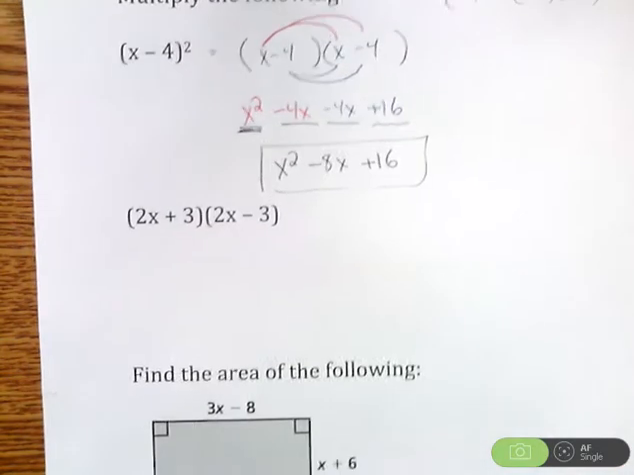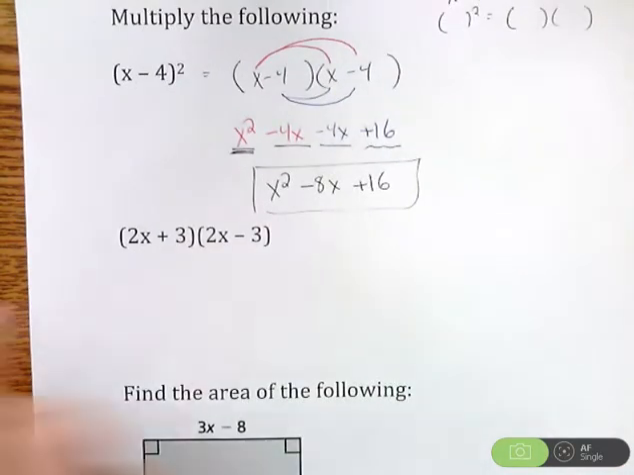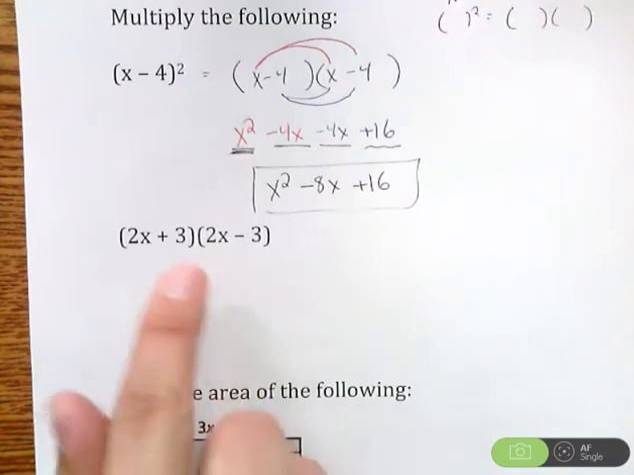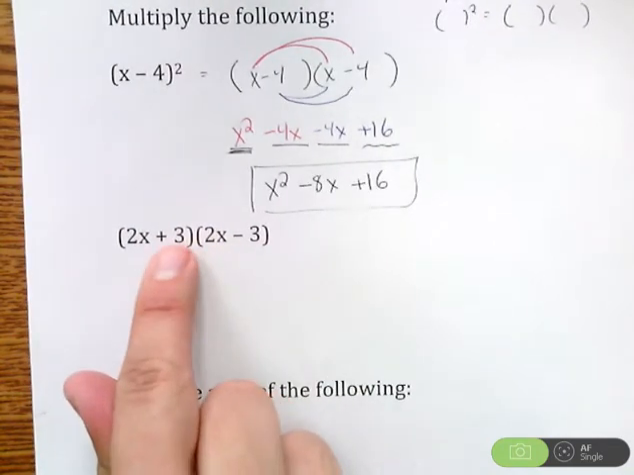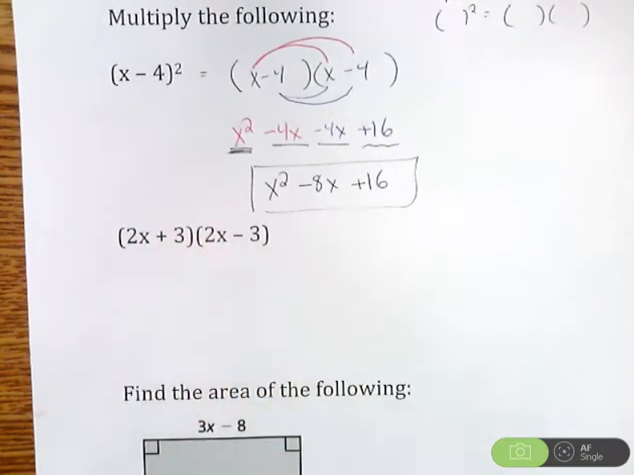All right, one more example I want to show you. So I have 2x plus 3 times 2x minus 3. So looking at this problem, very similar pieces we're multiplying there. 2x plus 3 and 2x minus 3. So the difference is a plus and a minus, plus and a minus. So something really interesting is going to happen here. We'll see it as we get through the problem.